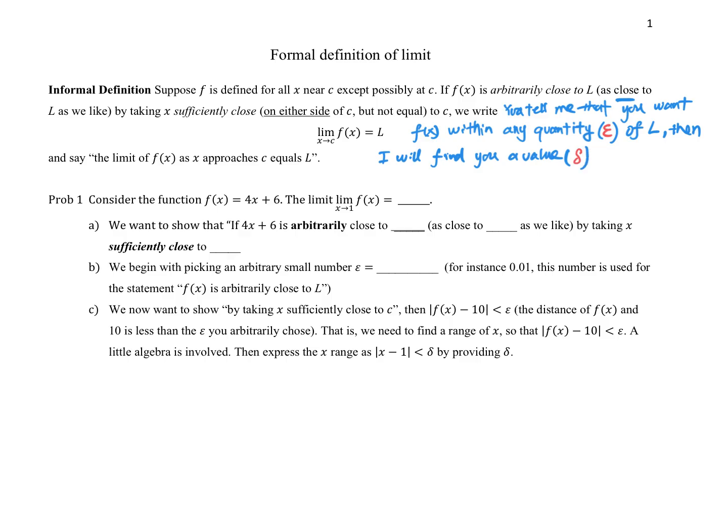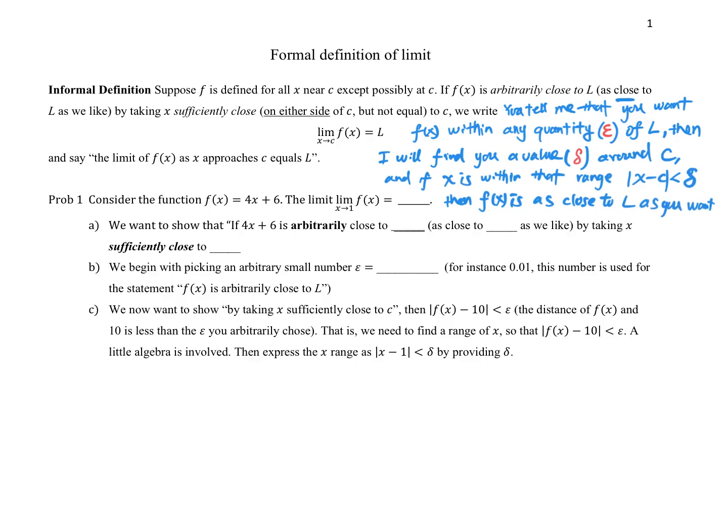So that, and this delta is around the c, if x is within that delta range around c, basically that means x minus c is within this delta quantity, then f of x is as close to L as you want it. So this is essentially what it means.